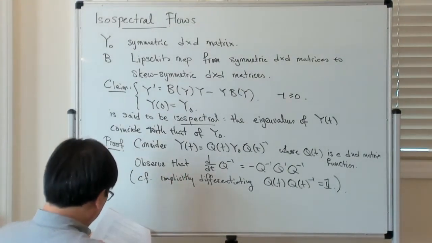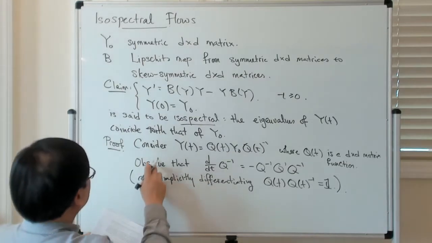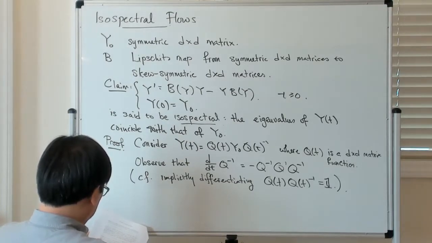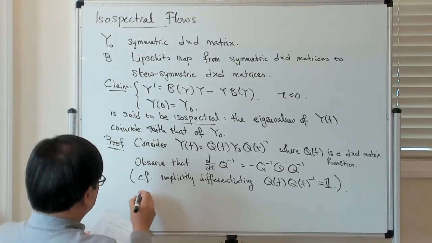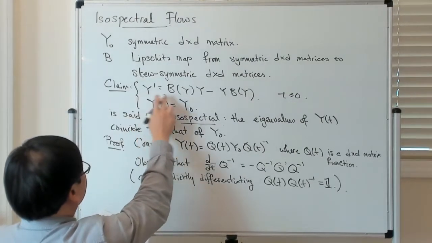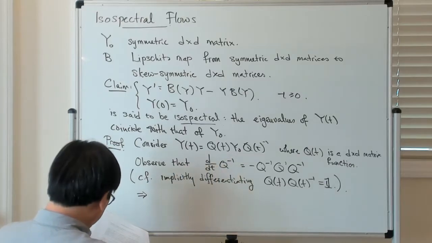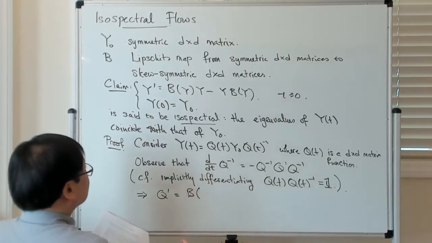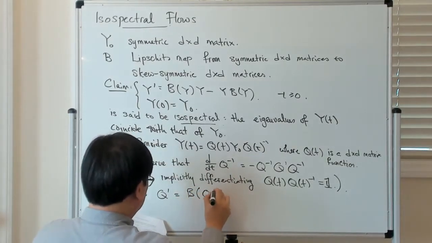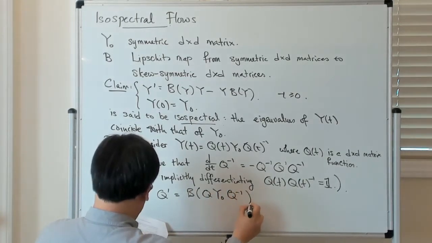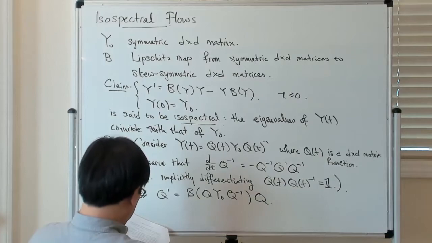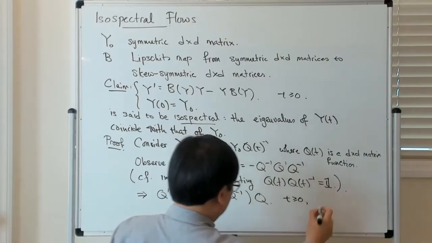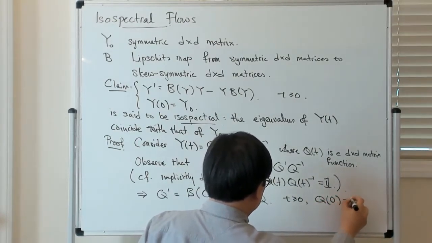All right, so with that in mind, you can substitute that into the differential equation, and what happens when you do that is that you can rewrite this in terms of a differential equation involving Q. So this implies that Q prime is equal to B, evaluated, of course, on Q y0 Q inverse, times Q, for t greater than or equal to 0, and then Q at the initial time is just the identity matrix.